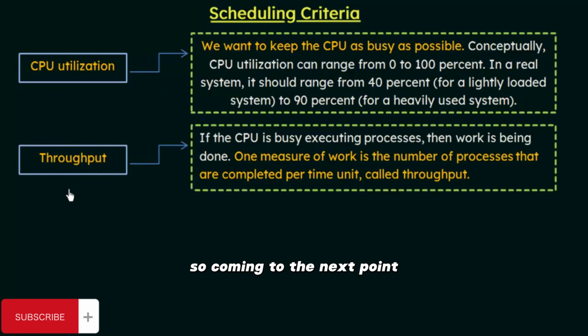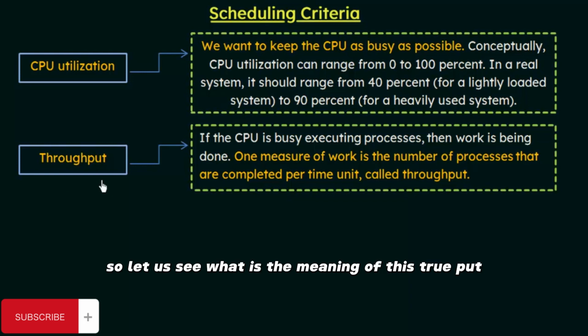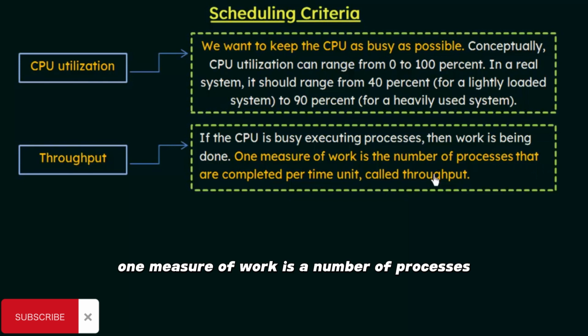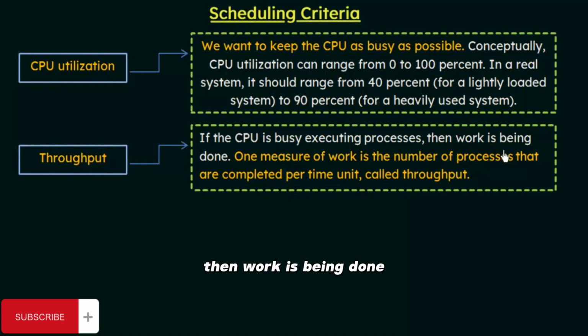Coming to the next point, we have throughput. This may be a new term to some of you, or some of you may already know this. Let us see the meaning of throughput. If the CPU is busy executing processes, then work is being done. One measure of work is the number of processes that are completed per unit time, called throughput. Throughput is basically a measure of the work done by the CPU.